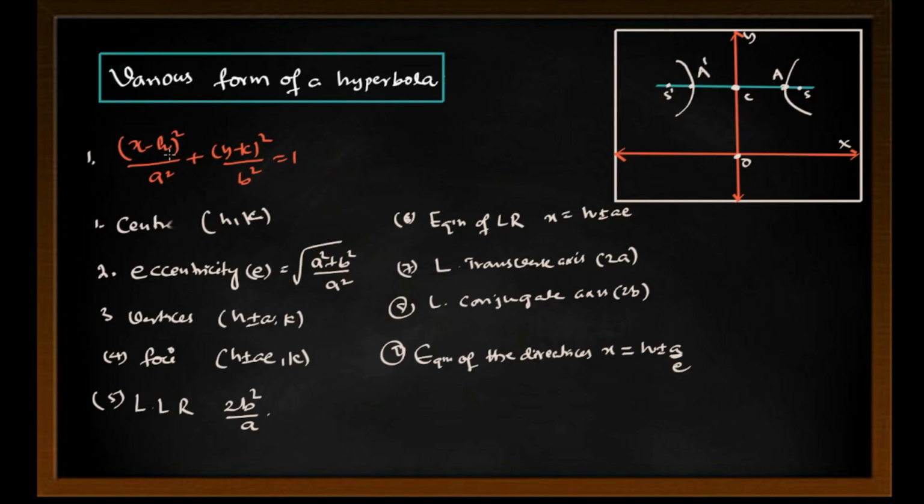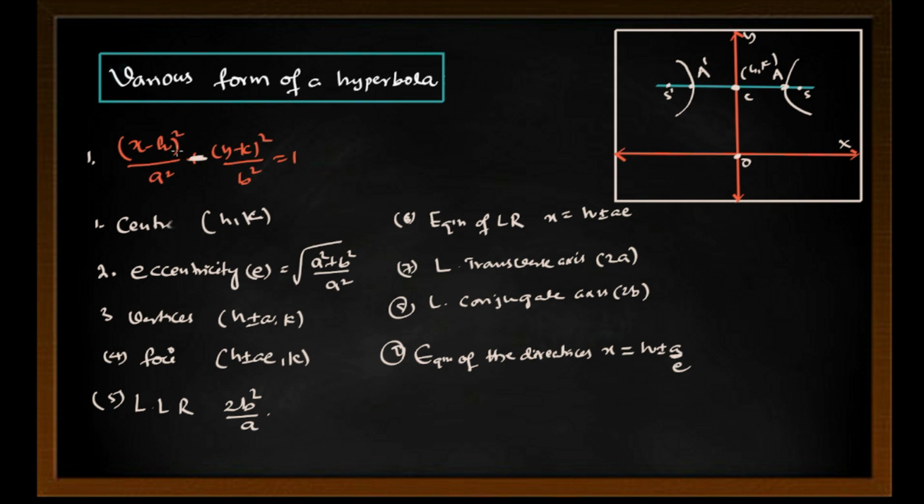First type is (x minus h) whole square by a square minus (y minus k) whole square by b square equals 1. So this is the equation of the hyperbola whose transverse axis is parallel to the x-axis and center is at h comma k. This green line is called the transverse axis and the orange line is called the conjugate axis.